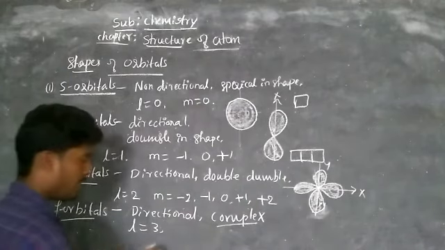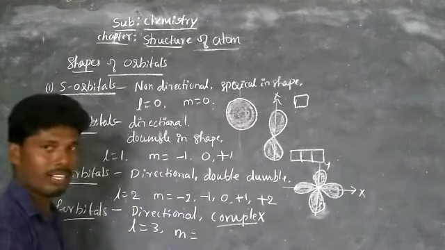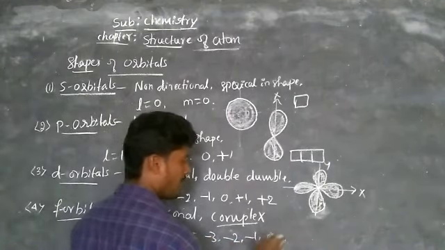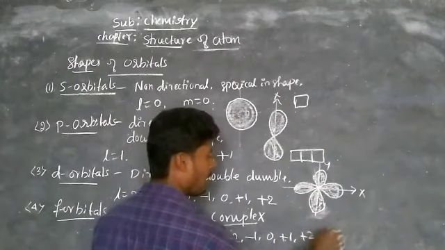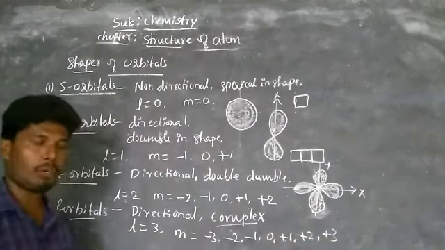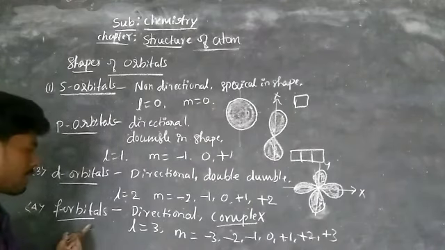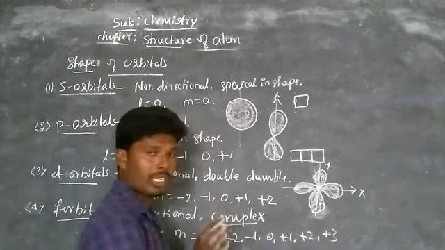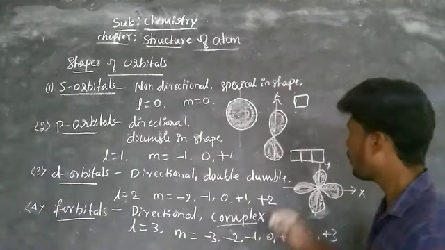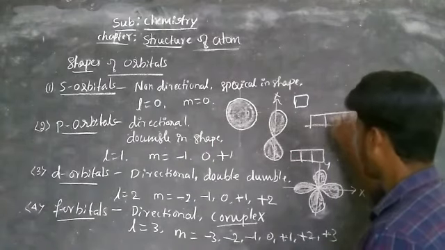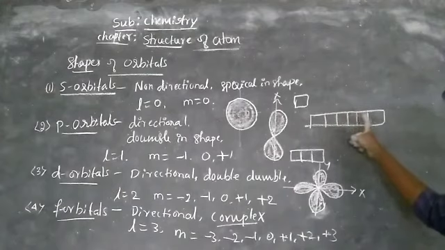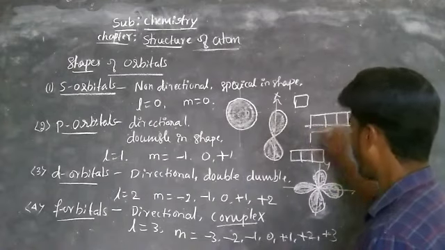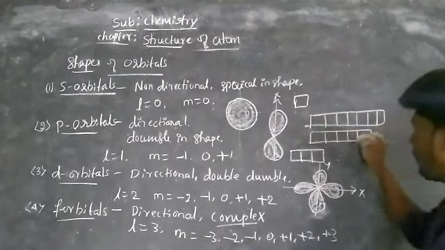After 2, 3. Then what m values do you expect? How many do you get? So the m value is -3, -2, -1, 0, +1, +2, and +3. So there are 7 orbitals in the f orbital, that is 1, 2, 3, 4, 5, 6, 7 orbitals. So while writing the electronic configuration, when you get the f orbital, you write 7 boxes. Similarly, for the d orbitals, we write 5 boxes.